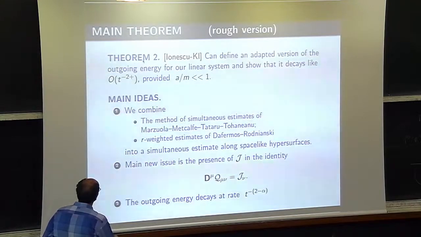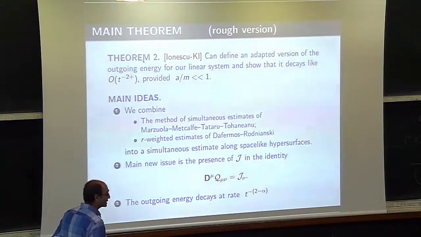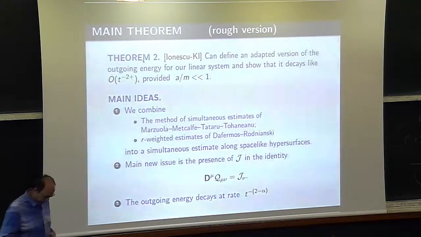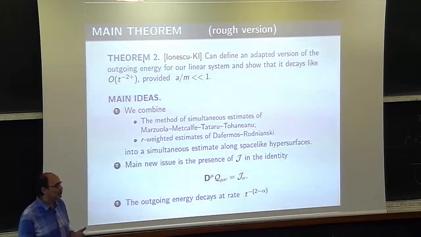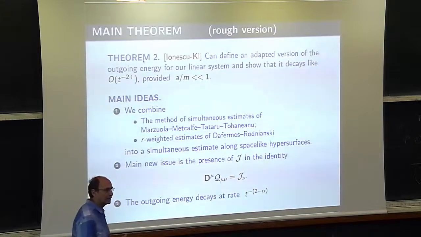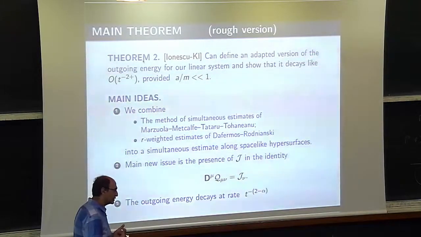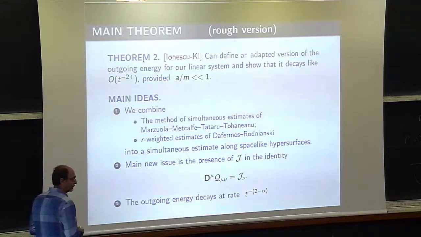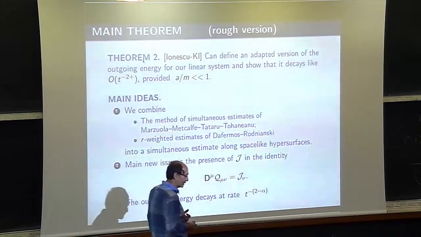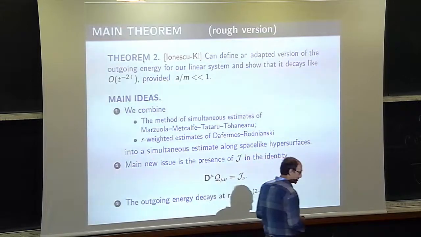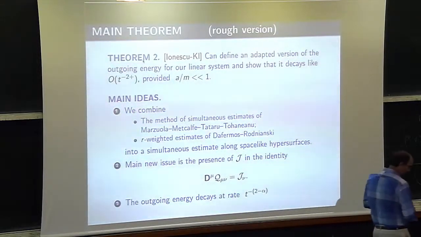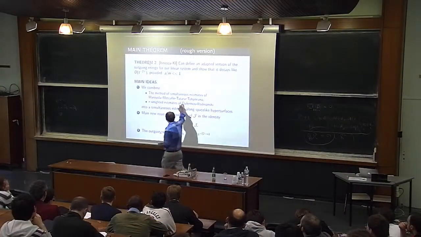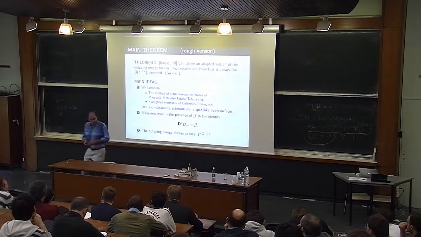So with R-weighted estimates of Dafermos-Rodnianski, to get a simultaneous estimate. So instead of doing a separate estimate for the trapping region, in other words, a separate estimate for local decay, and another one which is this one, you do it together. Okay?